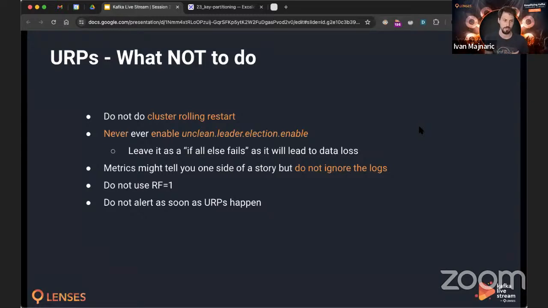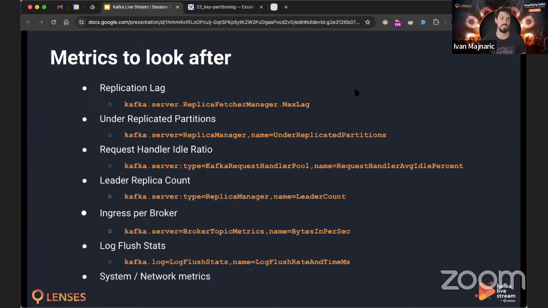Request handler idle ratio basically indicates the proportion of the request handler threads and how much they're idle. Basically, how long it takes for all the requests to be processed, in terms of how busy your brokers are. These are just some of them.